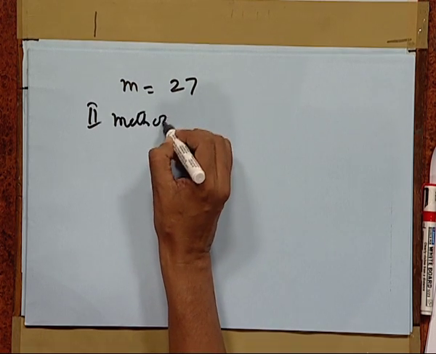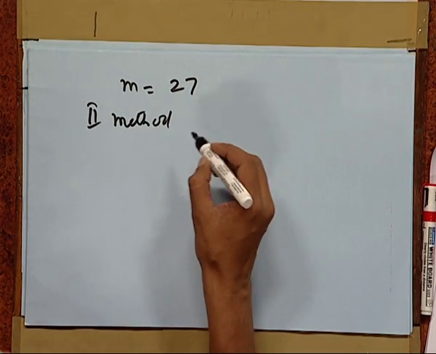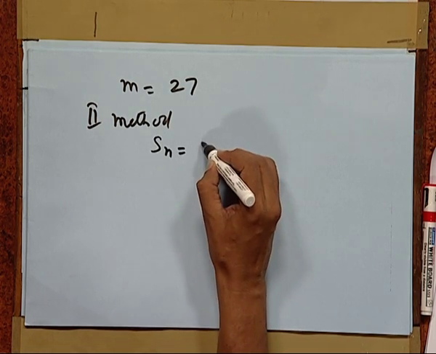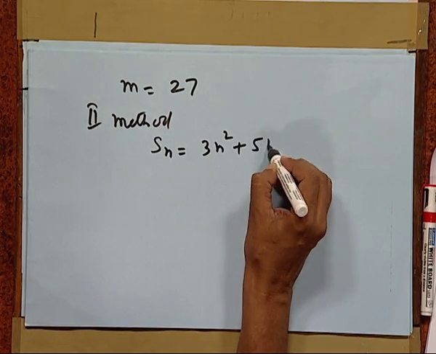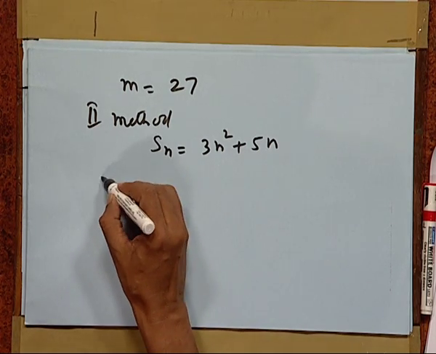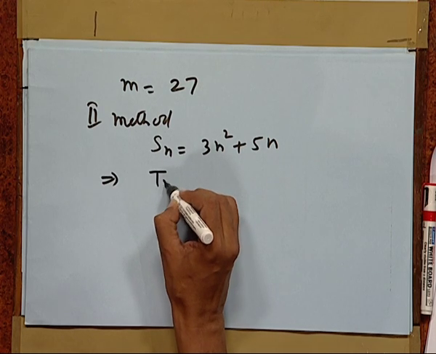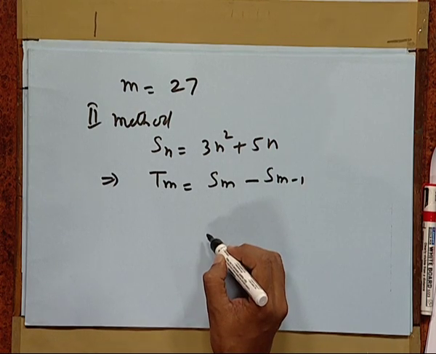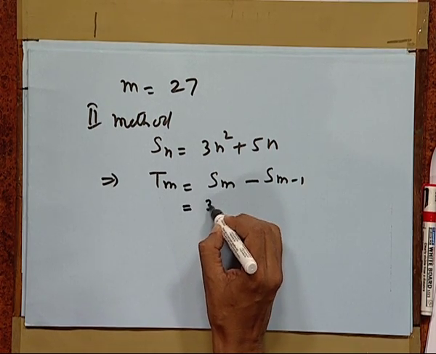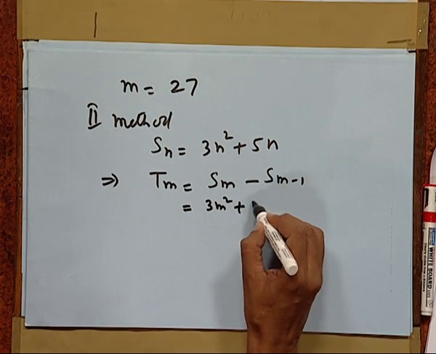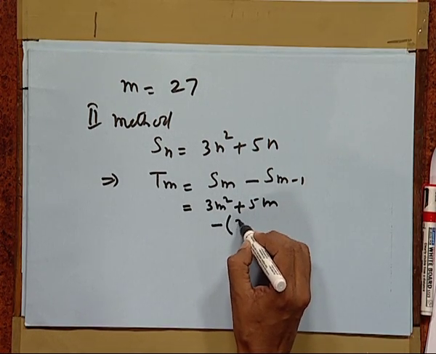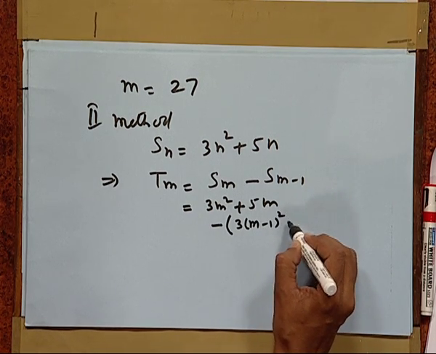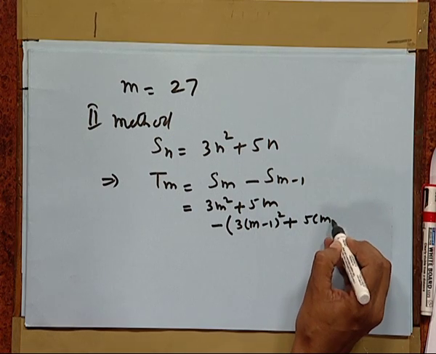Now the same problem can be done in one more way without finding a and d. We have Sn is equal to 3n square plus 5n. This means that Tm is Sm minus S(m minus 1). That gives 3m square plus 5m minus [3(m minus 1) square plus 5(m minus 1)].